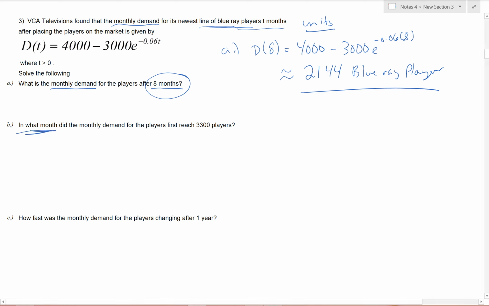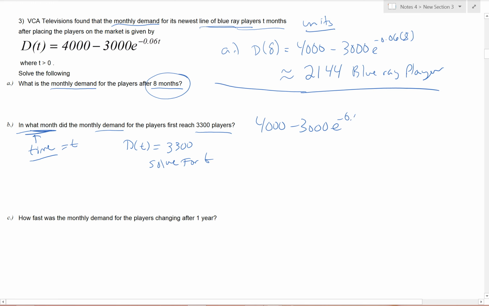All right, part B. In what month is the demand 3,300? So we want to find the time. I want to take my demand equation, set it equal to 3,300, and solve for time. Again, this is just algebra. I'm going to take this equation, 4,000 minus 3,000 e to the negative 0.06t, and set it equal to our goal, 3,300, and then solve.